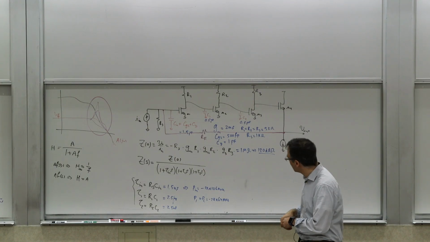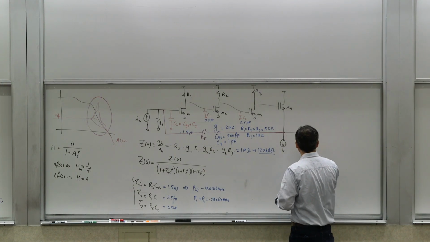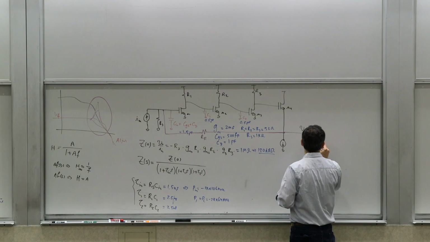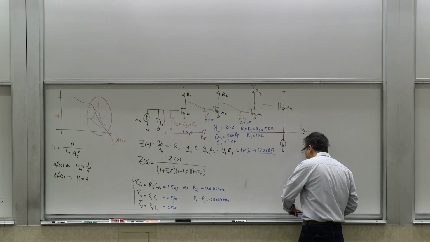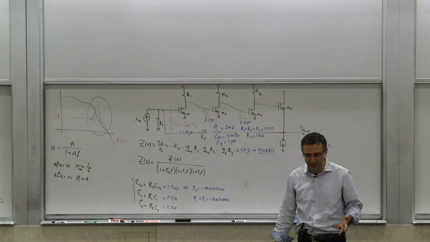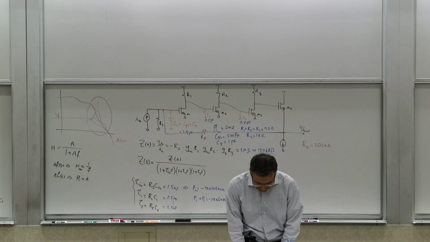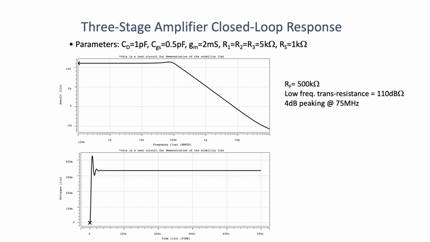Now, let's go to a finite RF. The first RF value we'll pick is 500 kilo ohms. It's still a pretty large resistance, which means that it's not a lot of feedback. And let's see what we get. On this figure, you can see the new response of the system. The DC gain, the transresistance, has reduced from 120 dB ohms to 110 dB ohms. The feedback has reduced as we expected, right?